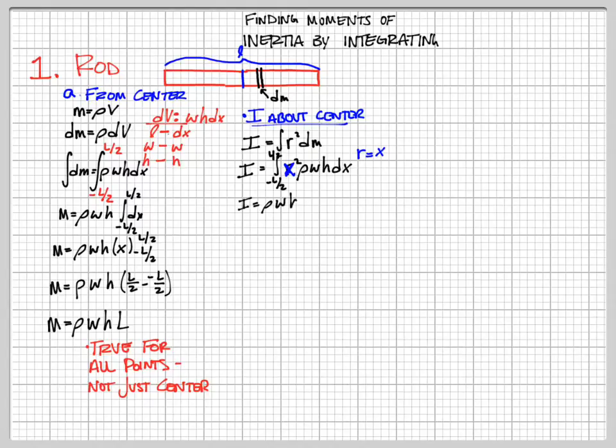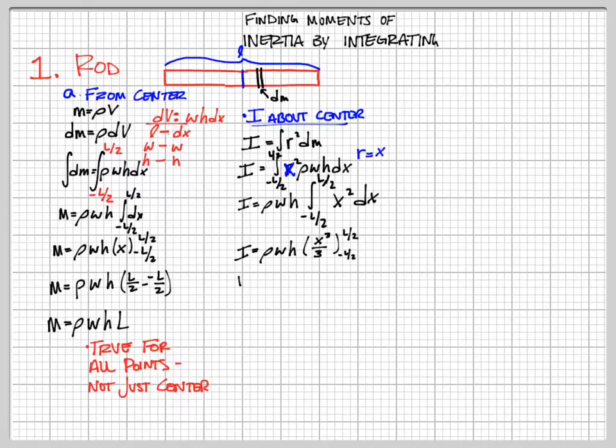So we have rho wh on the integral from negative L over 2 to L over 2 of x squared dx. Now, x squared dx is easy. We raise it a power, divide by the new power. So everything else stays the same, but now it's x cubed over 3. And as always, we have to apply our limits. So we plug in our initial value, and we plug in our final value.